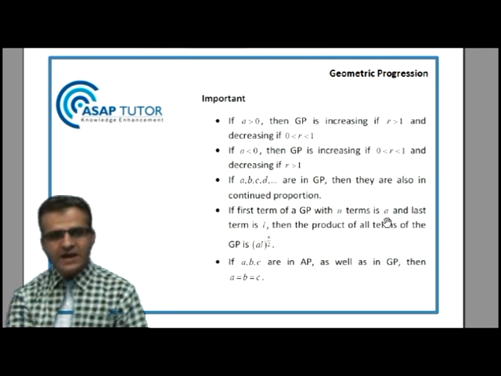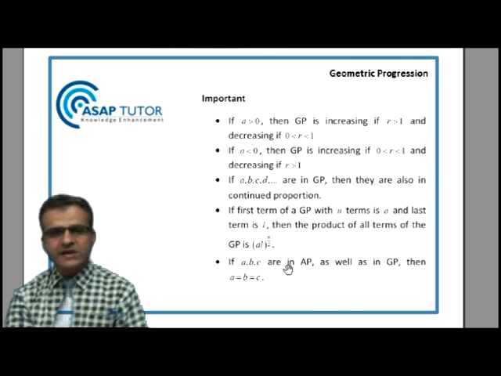If the first term of the GP with n terms is A, and the last term is L, then the product of all terms of the GP is (AL) whole raised to the power n by 2. Product means if we take the terms as A, the second term AR, then AR square, then AR cube, and so on. So the product is A multiplied with AR multiplied with AR square multiplied with AR cube. This all will be equal to (AL) raised to the power n by 2, where A is the first term, L is the last term, and n is the total number of terms.